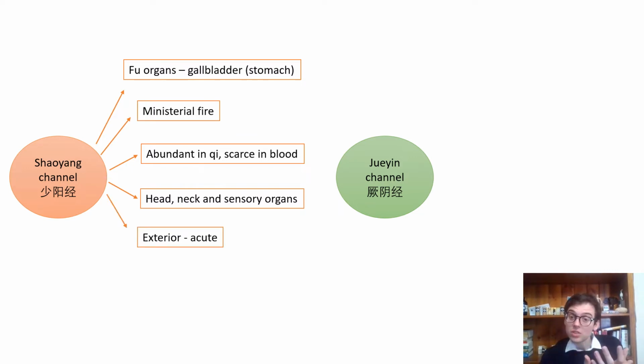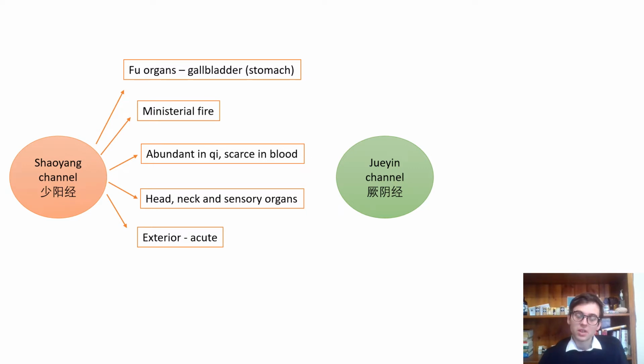Also, the Shaoyang is a yang channel, so we have to remember that yang channels are connected with the surface. Here, the surface, we're not talking about the Taiyang surface, we're talking about all the skin, muscles, blood vessels, bones, etc. So all of these are the surface of the body. It's not the organs, which are the interior, and they include, of course, the channels and meridians, which are also on the exterior. So the yang channels will work more on these aspects.